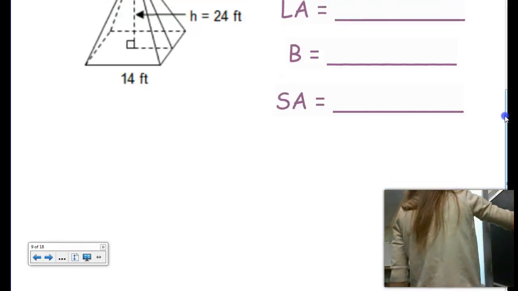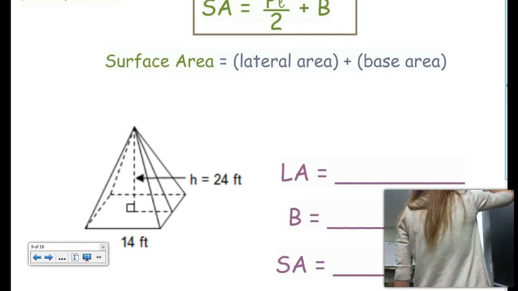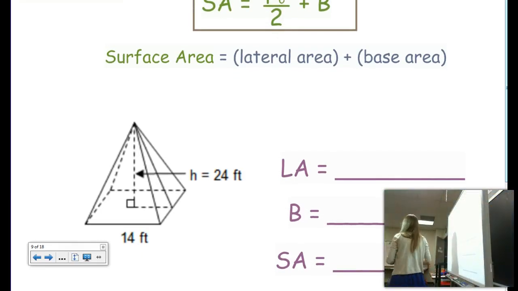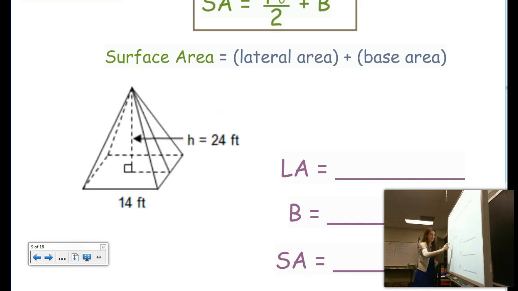B does not stand for 14. 14 is not B. B stands for the area of the base. So you need to find the area of that square. Not the side, the area. That's what B stands for. So the lateral area, we already did that work. Let's not do the work again if we've already done it. Was it 700? Yeah. 700. Dimitri, what's the area of this square? 14 times 14. Good job. Thank you.